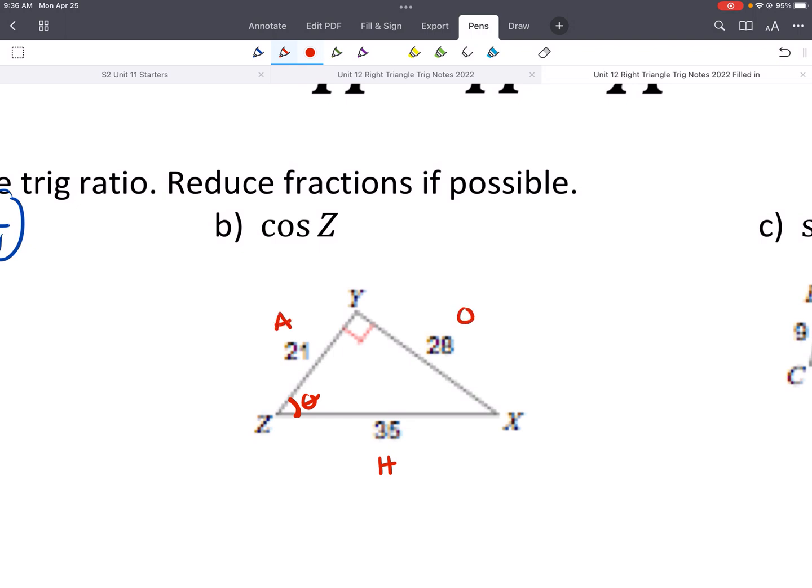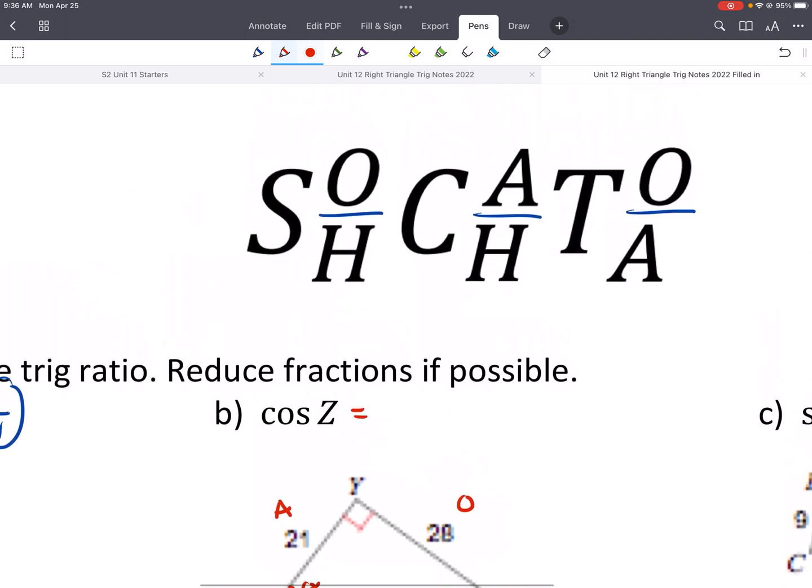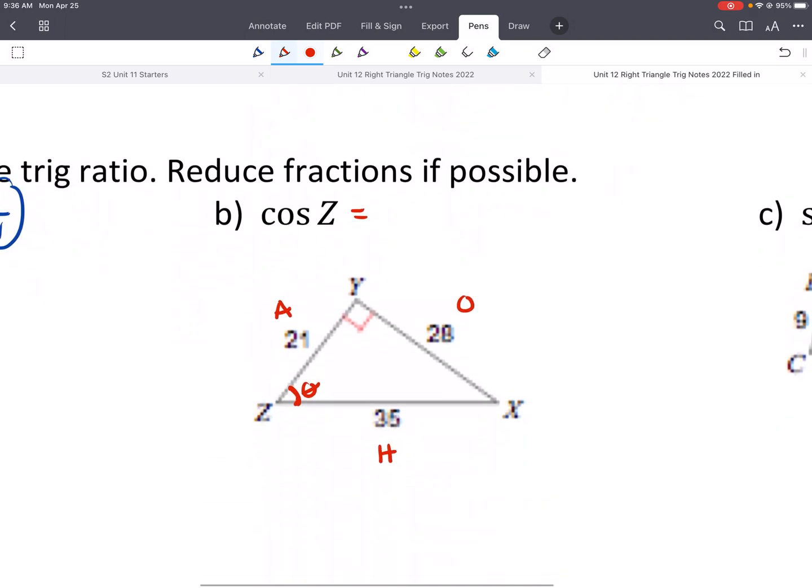Okay, and then cosine, if we look up here, cosine is adjacent over hypotenuse. So A over H, and A is 21, and H is 35. We can simplify that. I think 7 goes into top and bottom. I get 3 over 5.